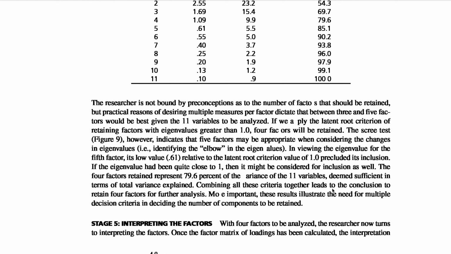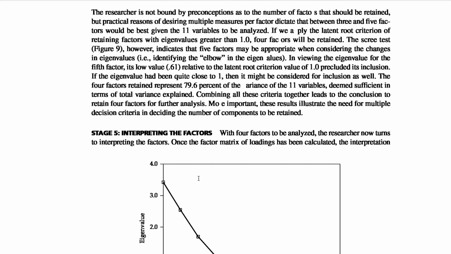Variance of the 11 variables is deemed sufficient in terms of total variable analysis. More importantly, these results illustrate the need for multiple decision criteria in deciding the number of factors to be related.